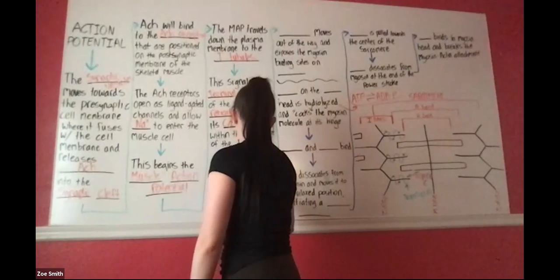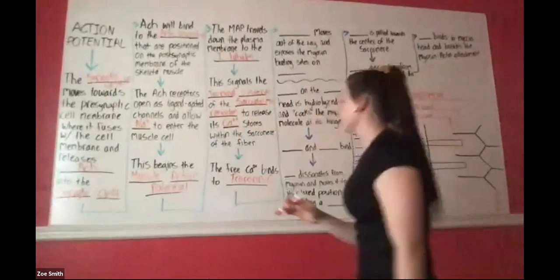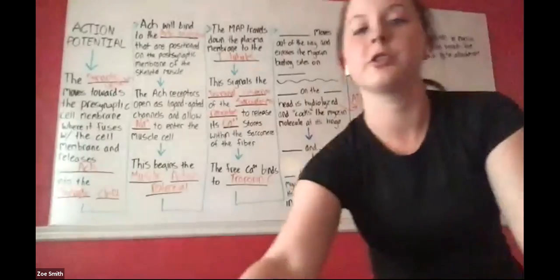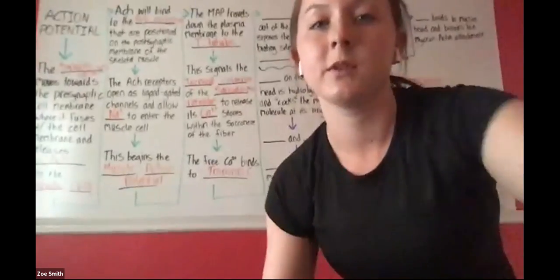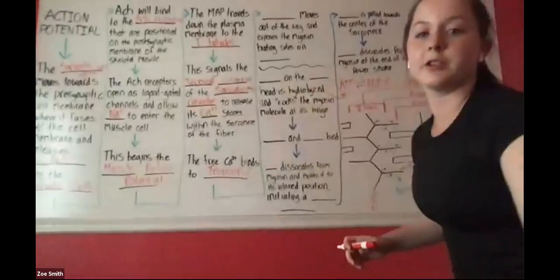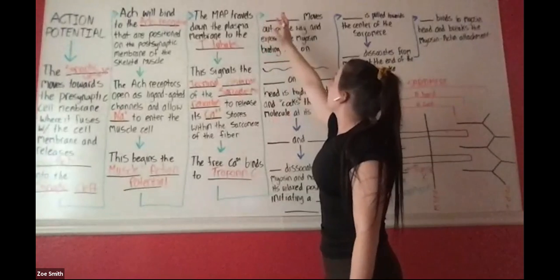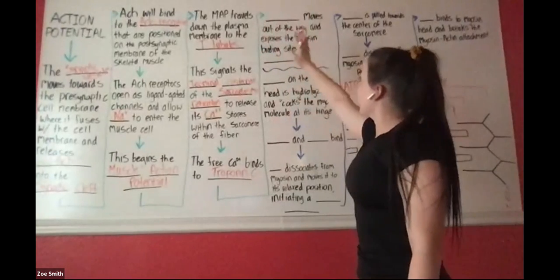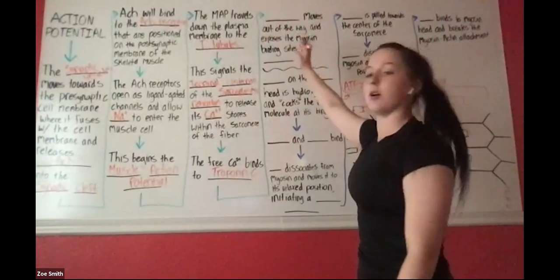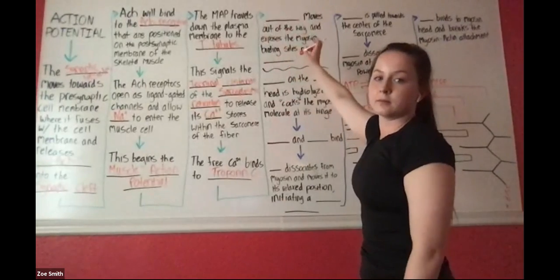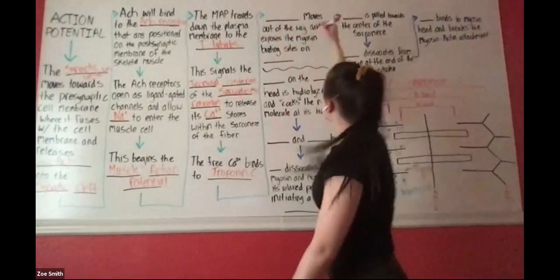Troponin C. That binding to troponin C, you can see we're going to go up here now, is going to cause blank to move out of the way and expose the myosin binding sites on blank. If you said tropomyosin, you are correct.